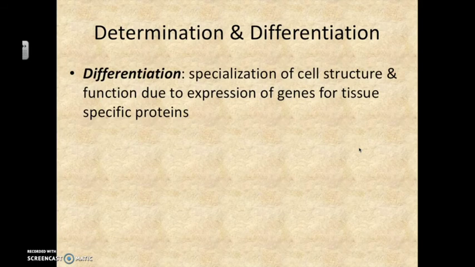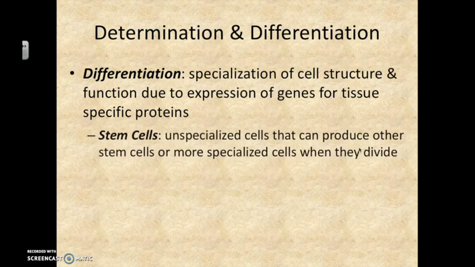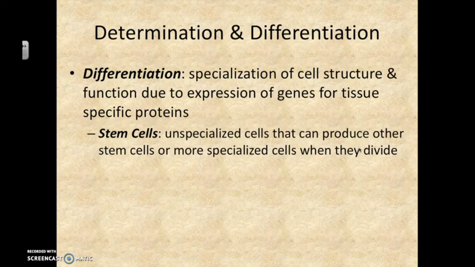Determination ultimately leads to differentiation. So all that information that was collected is guiding the gene expression in that cell so that it's expressing cell-specific proteins. So in differentiation, cells specialize in structure and function because of the expression of genes that are tissue specific or specific for a particular type of cell. Those are the proteins that are being produced, and that's what makes it a muscle cell, or that's what makes it a nerve cell or a skin cell, etc. Stem cells are the undifferentiated or unspecialized cells that ultimately become specific types of cells. They can become more specialized.